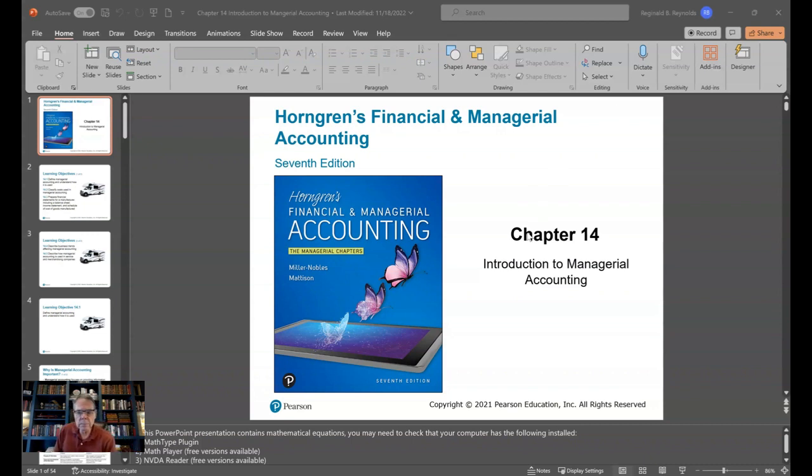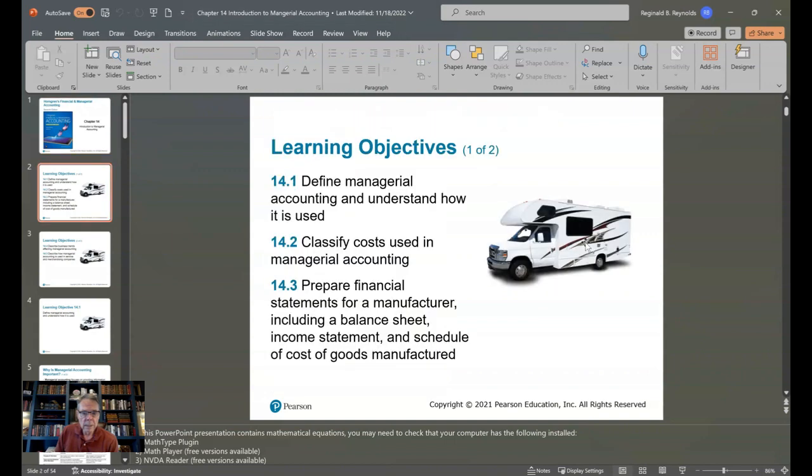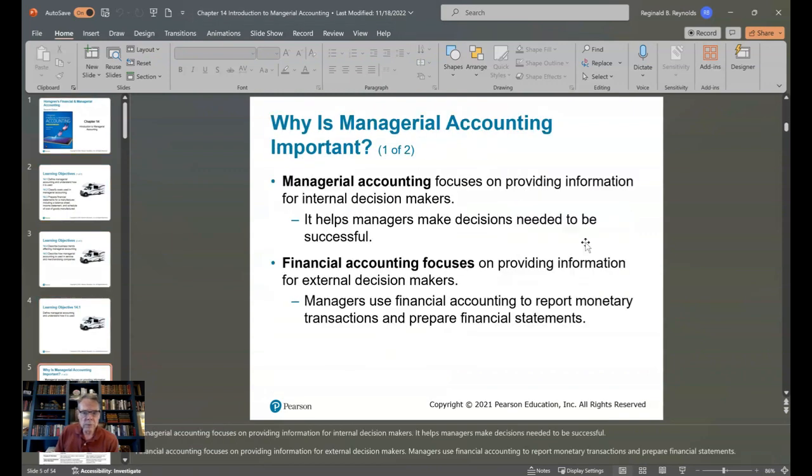We started with chapter 14, and that was an introduction to managerial accounting. So hopefully you can see me, but anyway, managerial accounting, of course, we were talking about focusing on internal information. So it's not regulated by GAAP, it's really regulated by what we really want to see and the information we need to help us make decisions.